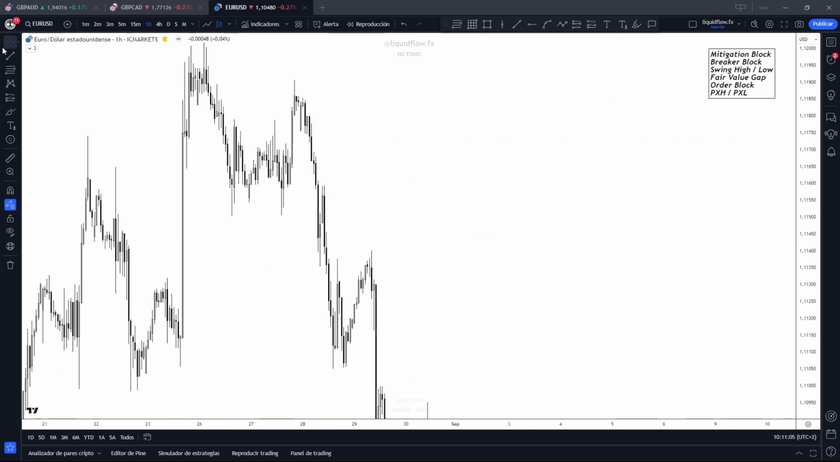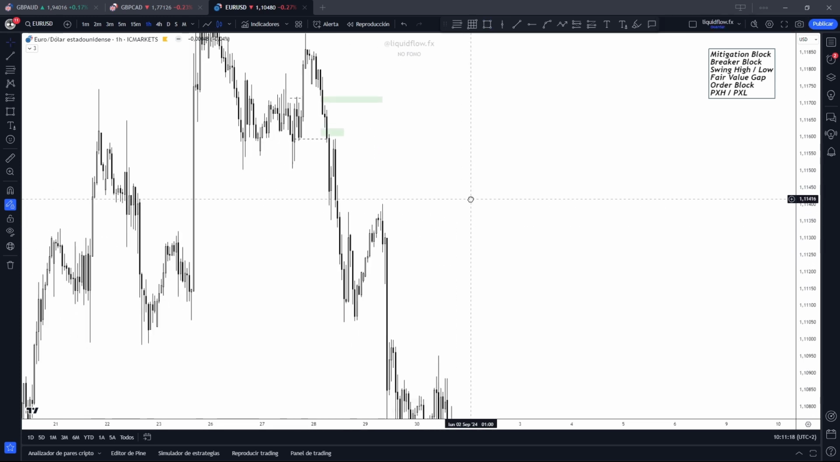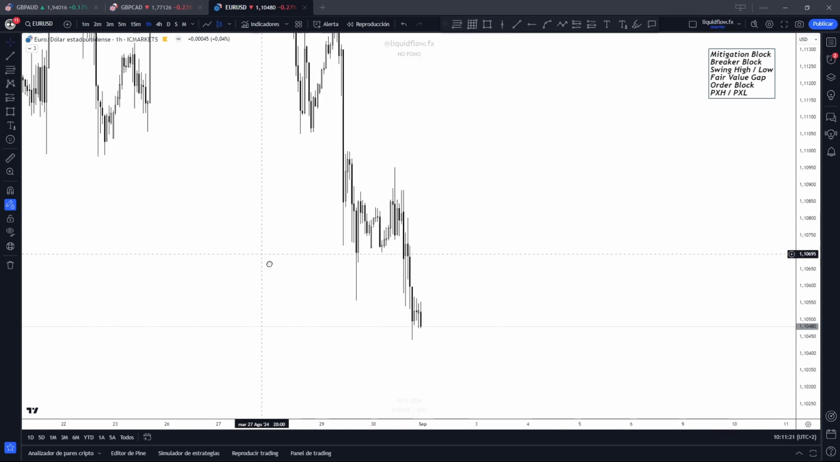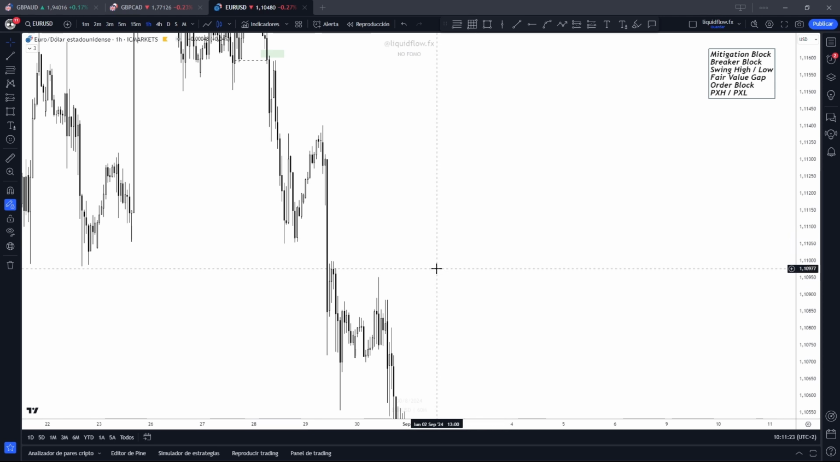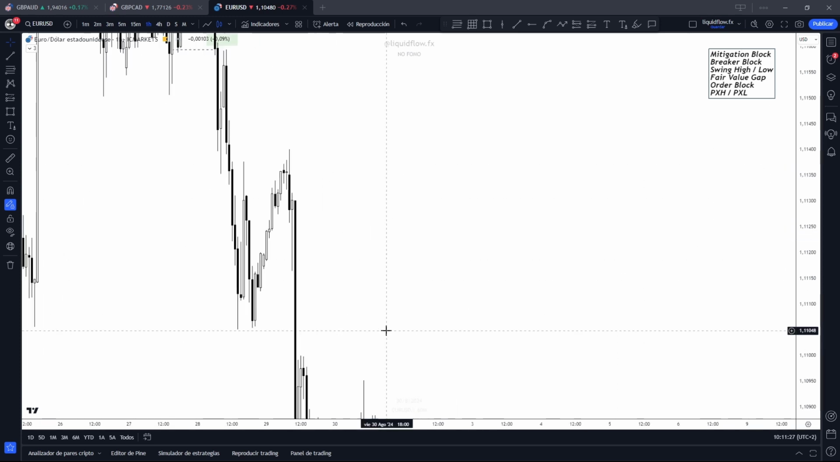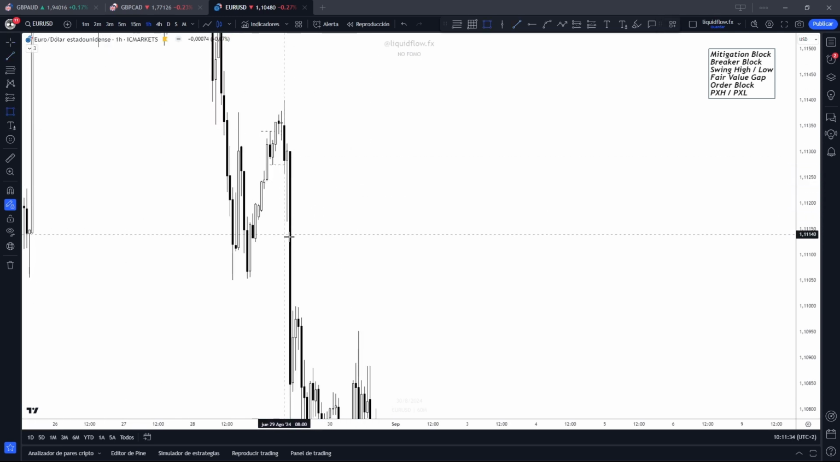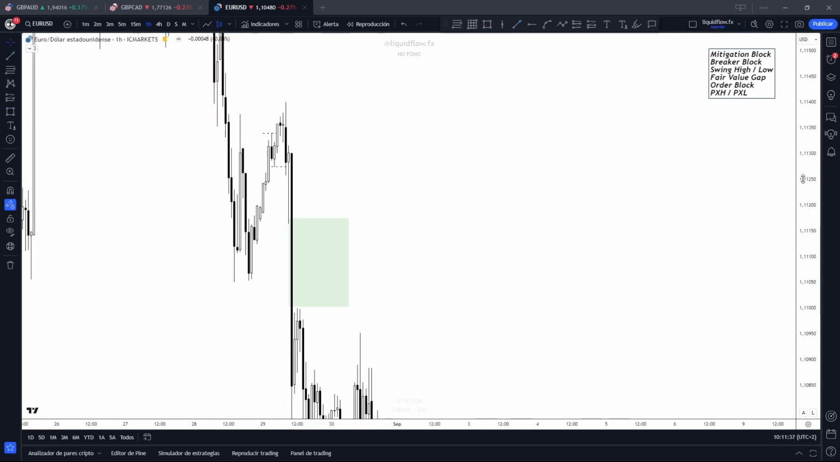Okay, what do we have here? We have sweep of liquidity here. We have break of structure, and then we have what? Fair value gaps, right? Okay, again, we have that sweep, break, and fair value gap.